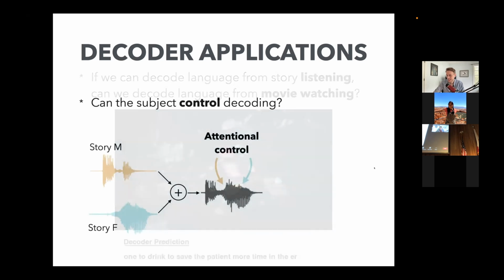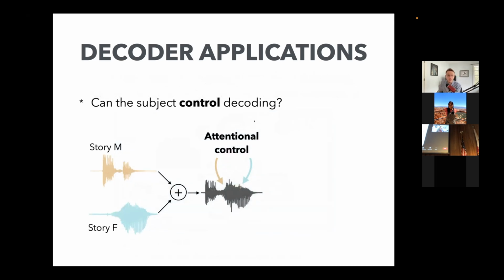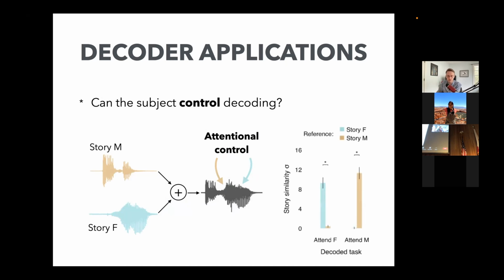Okay, so another thing we tried was, can the subject control what's being decoded by using attention? So we did this small experiment where we actually played them 2 stories at the same time. We had one story that was told by a male speaker and one story that was told by a female speaker. We just summed these up so they listened to both stories at the same time. And then we asked the subjects to either attend to the male speaker or the female speaker. So just listen for what the male speaker is saying, or listen for what the female speaker is saying. This is called a cocktail party paradigm. It's actually surprisingly easy to do. You can do it quite well. If you listen to it for a couple minutes, you just kind of phase out what the other story is.